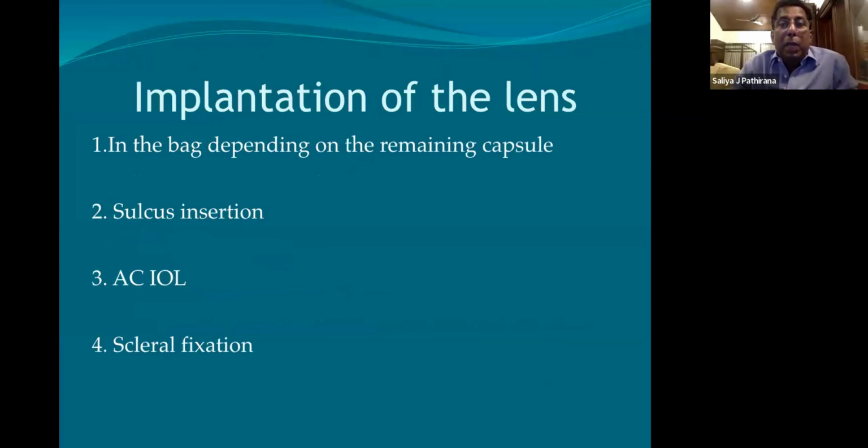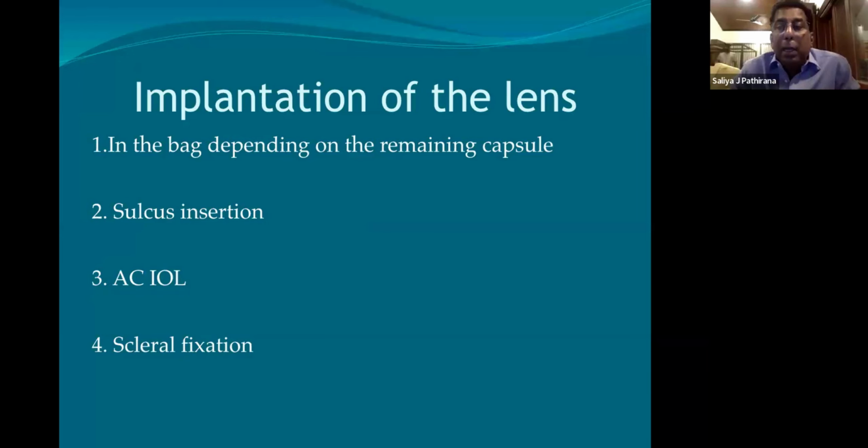Implantation of the lens, you can do in the bag depending on the remaining capsule. If the remaining capsule is sufficient to hold the lens, especially if the inferior part of the capsule is remaining, I think it's usually safe. But if the inferior part of the bag is damaged, there's a chance that the lens might fall into the vitreous. So if the lower half is intact, there are very high chances that the lens will remain. Otherwise, you have to think about sulcus insertion.